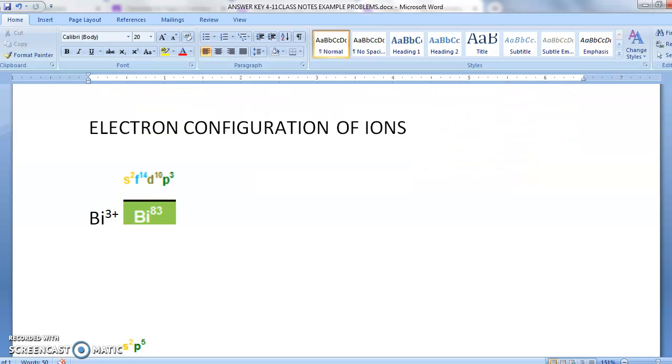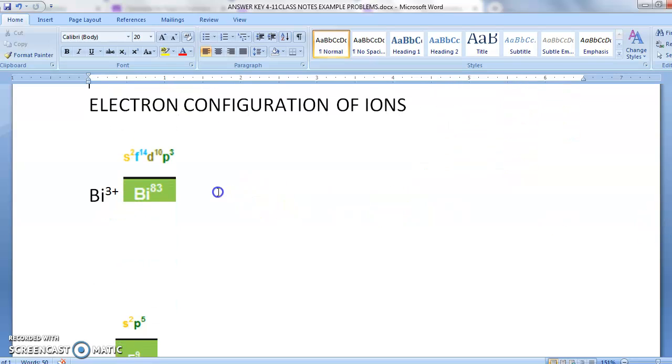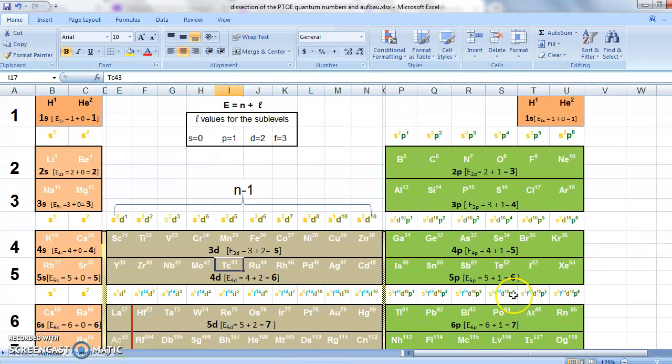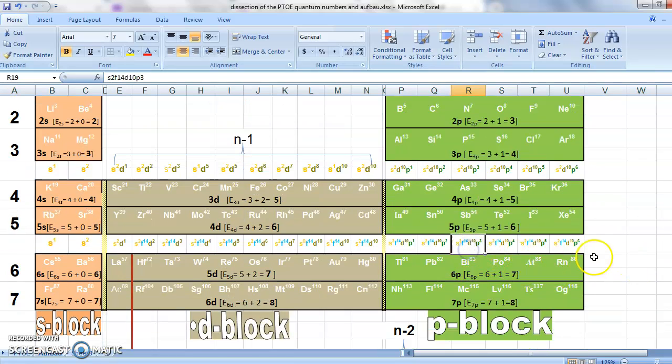Let's move on. We are doing cation first. Bismuth, 83. First thing, always find it on the periodic table. Bismuth is right here, 83. Above bismuth, we have the little guide showing you what should be on the final level you're filling. Now, when we do an ion, whether it's a cation, which is a positive ion, or an anion, which is a negative ion, we do want to do the entire regular electron configuration first and then fix it by adding electrons for negative ions or removing electrons for positive ions.